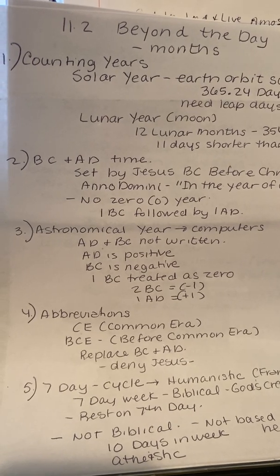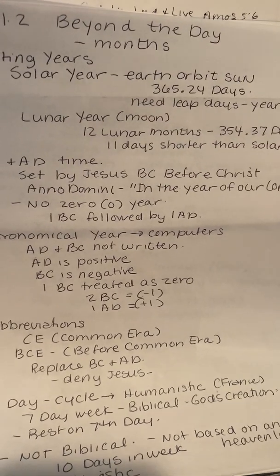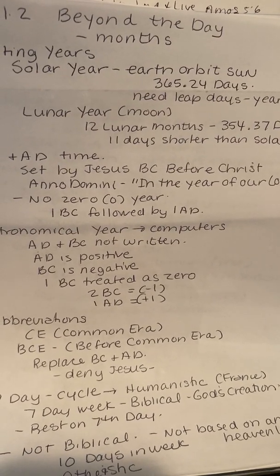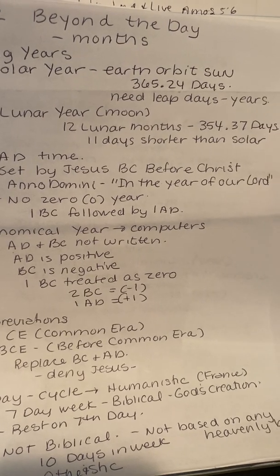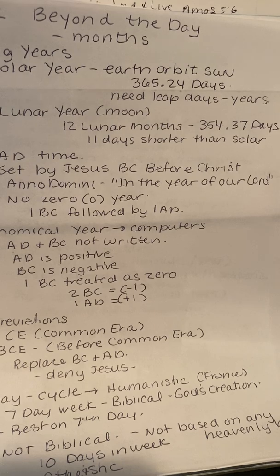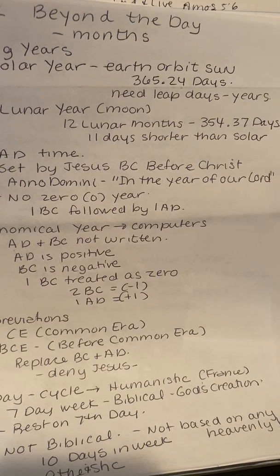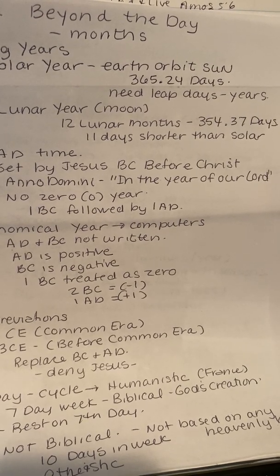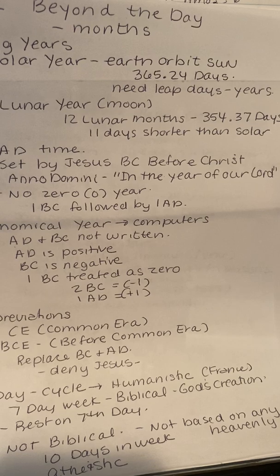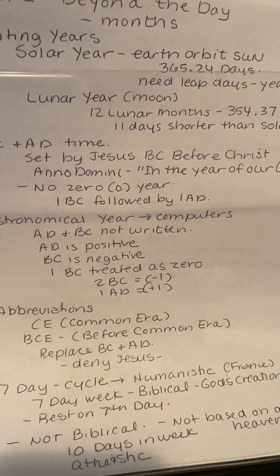Solar means sun and lunar means moon. So the solar year is where the earth orbits the sun. And the time it takes for the earth to orbit the sun is 365.24 days. Because it is less time, you need leap years to measure it. So that's how we measure in solar time.